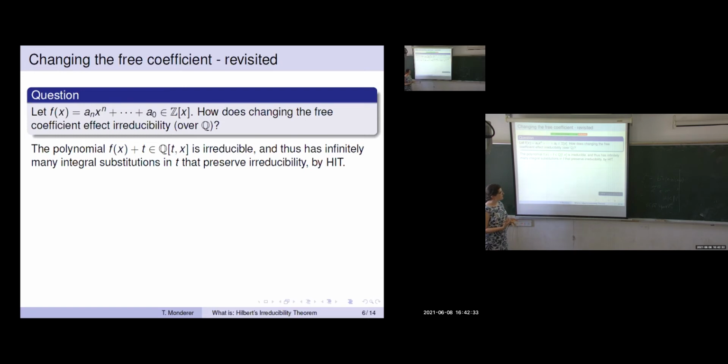Okay? Can I ask something? Yeah. So when you plug in a specific t0, you now get a polynomial in one variable, right? And you say that now this is irreducible. Yes, exactly. So we kind of move from the world of two variables to the world of one variable.